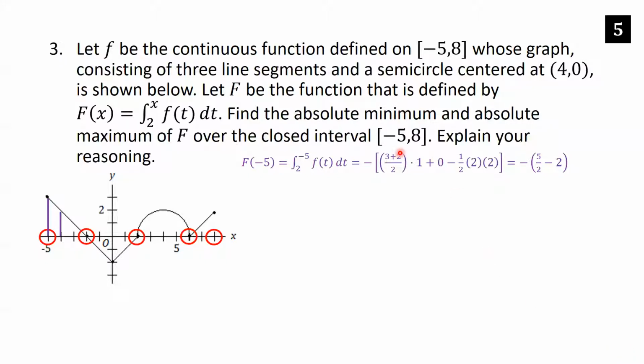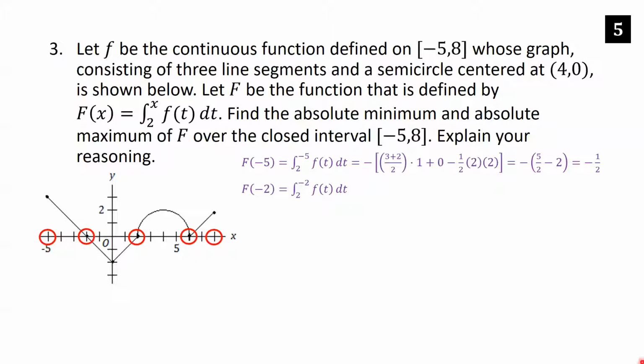And 3 plus 2 is 5 over 2 times 1. That's just 5 over 2 minus these cancel and we get 2. Okay, so that's 5 over 2 minus 4 over 2 is 1/2. And there's still that minus sign in front there from when we reversed the direction. So f of -5 is -1/2.